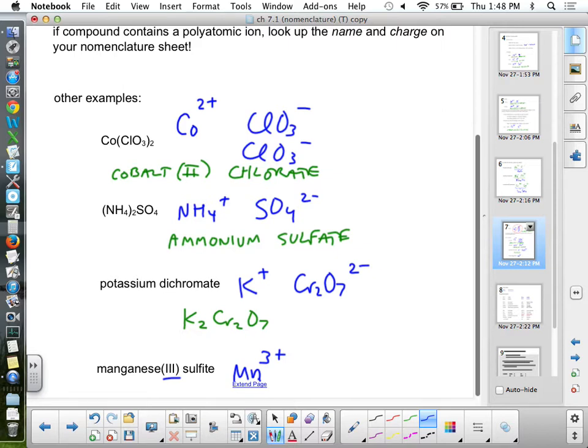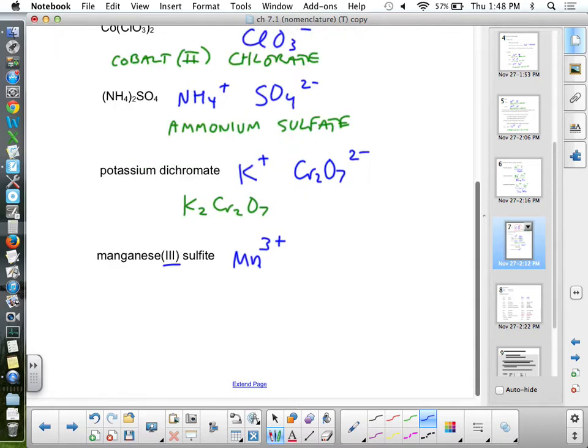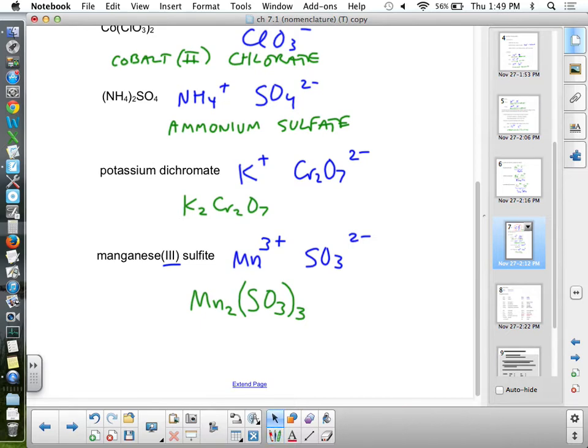So I'll write the symbol SO3 2-. My cation has a 3+ charge, and my anion has a 2- charge, so I need 2 manganese cations for every 3 sulfite anions. And to indicate that there are 3 sulfite anions per formula unit, I'm going to put parentheses around the SO3 and a subscript of 3 after it. Okay.